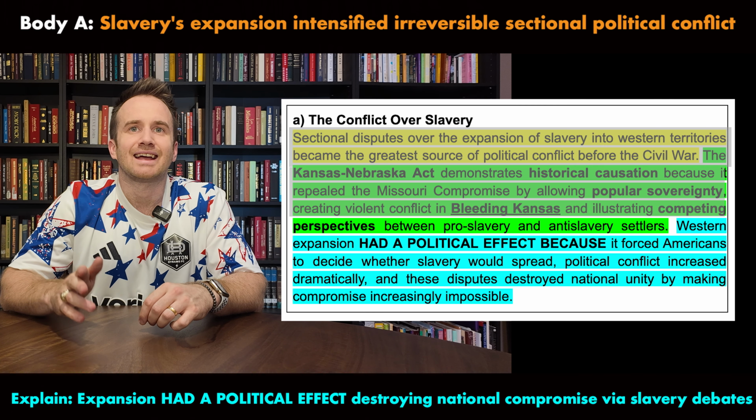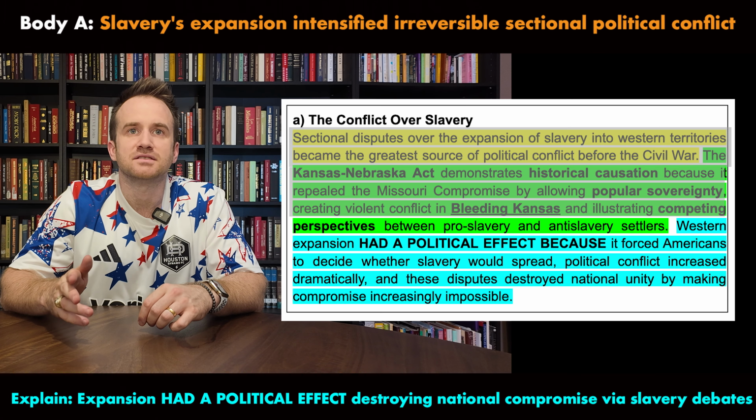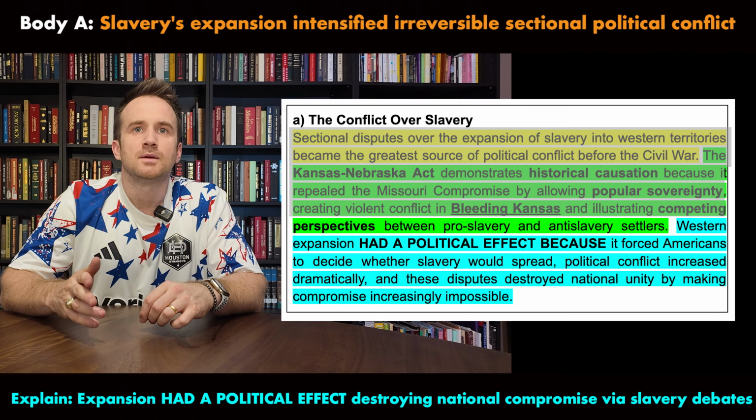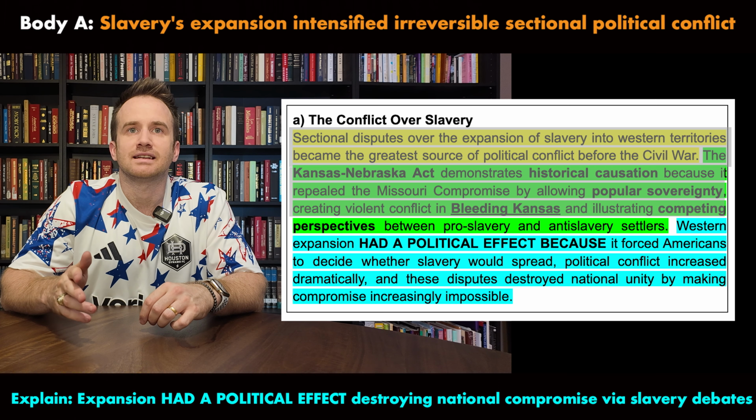Western expansion had a political effect because it forced Americans to decide whether slavery would spread, political conflict increased dramatically, and these disputes destroyed national unity by making compromise increasingly impossible.